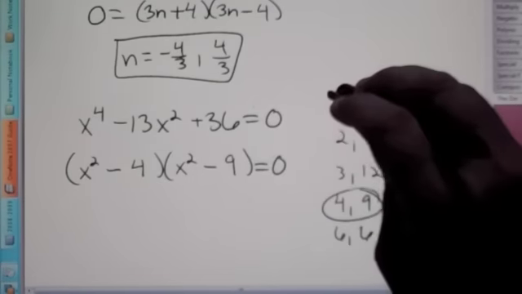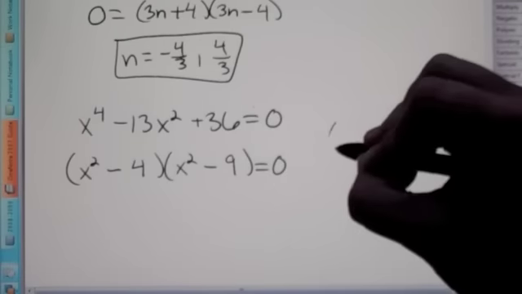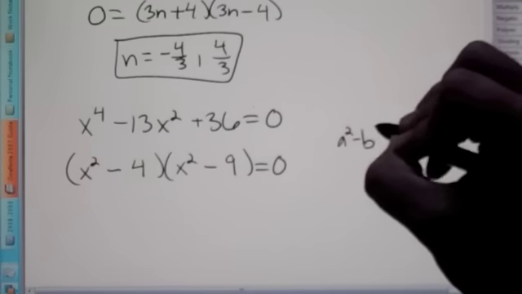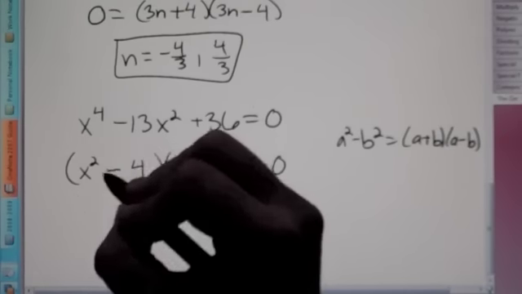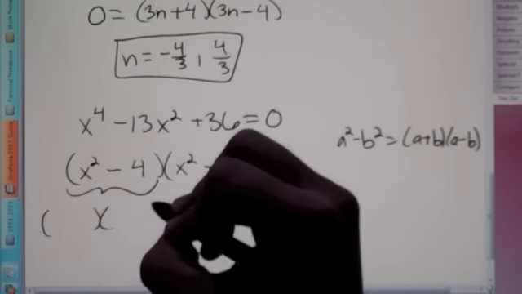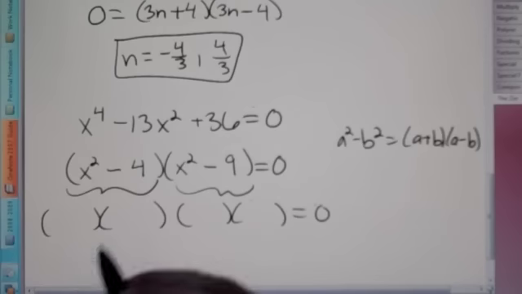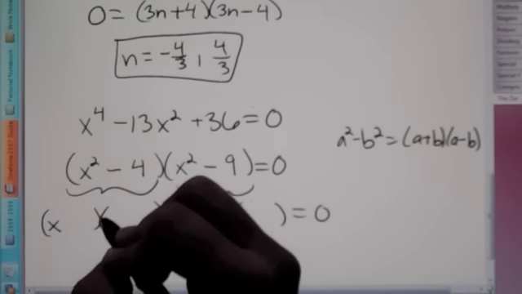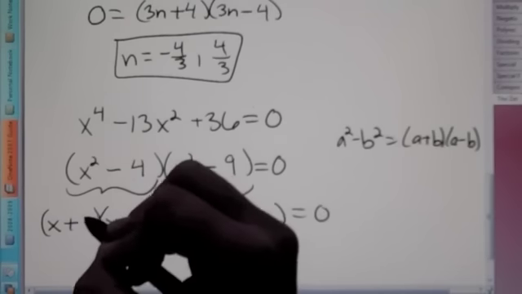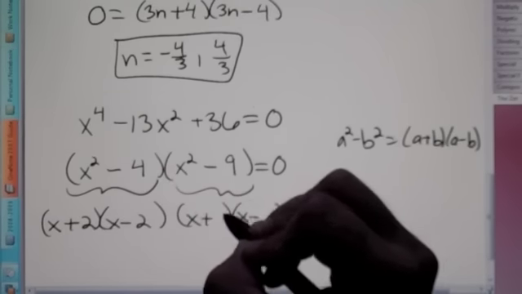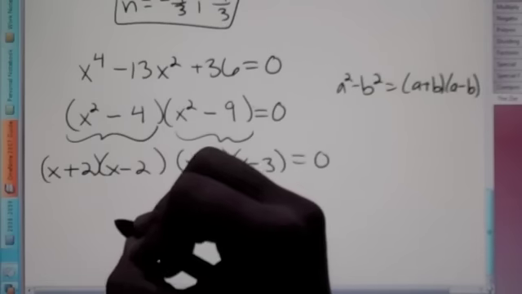So this is equal to 0. But notice here, for each of those parentheses, we have x squared minus 4. Both of these are in the format of a squared minus b squared, which we can rewrite a plus b times a minus b. So we can break this down into two parentheses, and we can break this down into two parentheses. So x squared minus 4, the square root of x squared is just x. Same thing here. For this one, you're going to get opposite symbols. The square root of 4 is 2. Here, the square root of 9 is 3. So now we actually have four parentheses. So we got four answers here.